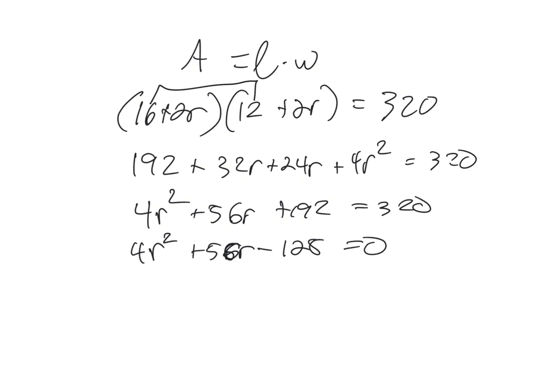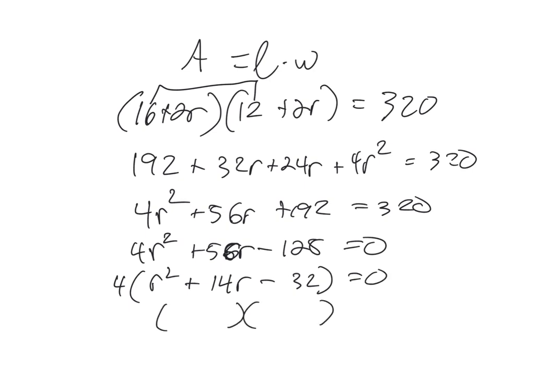Then I go through my process. Look for greatest common factor. They all are divisible by 4. I'm left with 4 times R squared plus 14R minus 32 equals 0. I'm hoping, upon all hopes, that I can find two numbers that multiply to negative 32 and add to 14. On the side, I'm always thinking what multiplies to 32. I've got 8 and 4, but it's negative 32, so one of them has to be negative. Those two obviously don't add to 14.